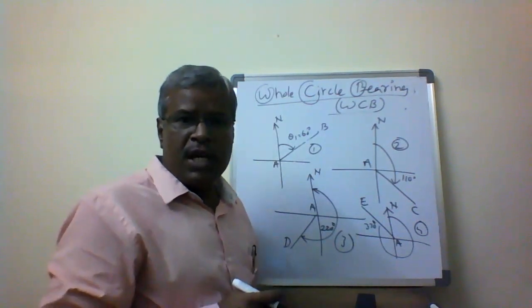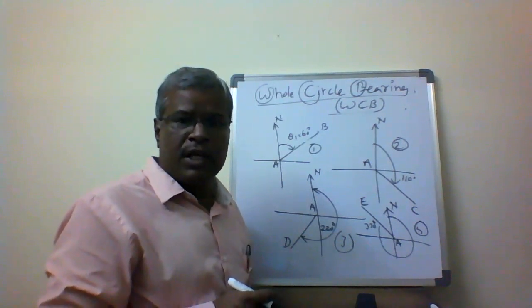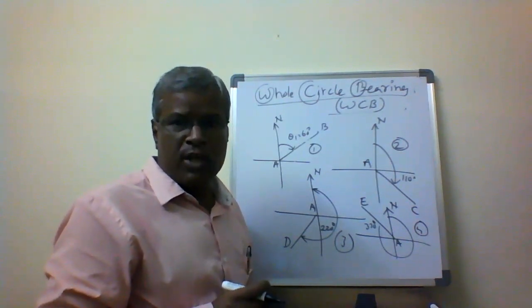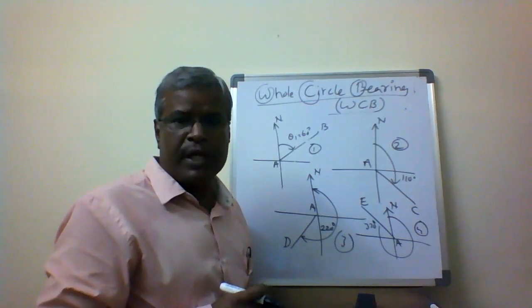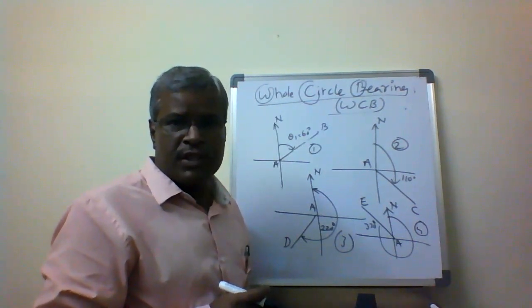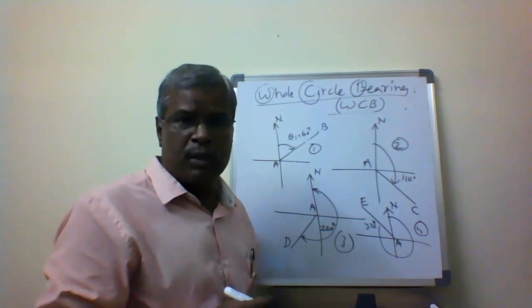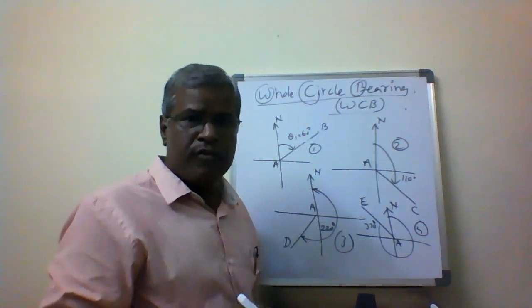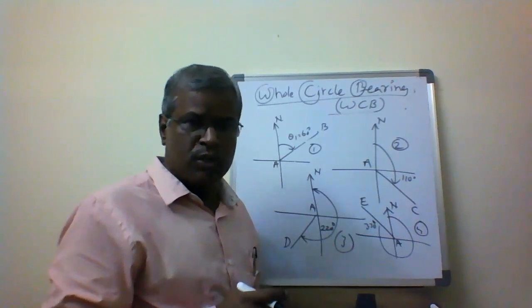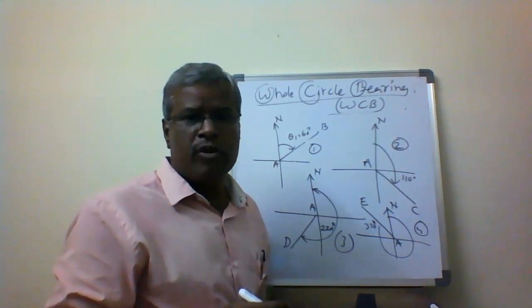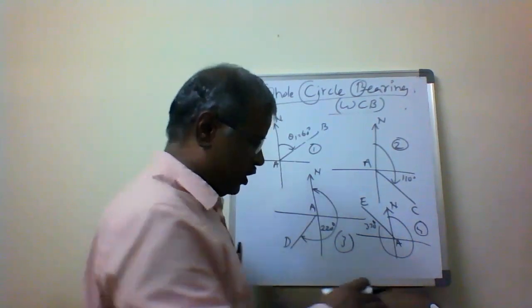So completely, each and every time I am going to be measuring from magnetic north, my direction is A to B, my direction is A to C, my direction is A to D, my direction is A to E, each and every time. So I am going to be measuring from magnetic north. That's why it is going to be called a whole circle bearing. So it is going to be varying from 0 to 360 degrees. Your whole circle bearing minimum will be 0 degrees and maximum will be 360 degrees.